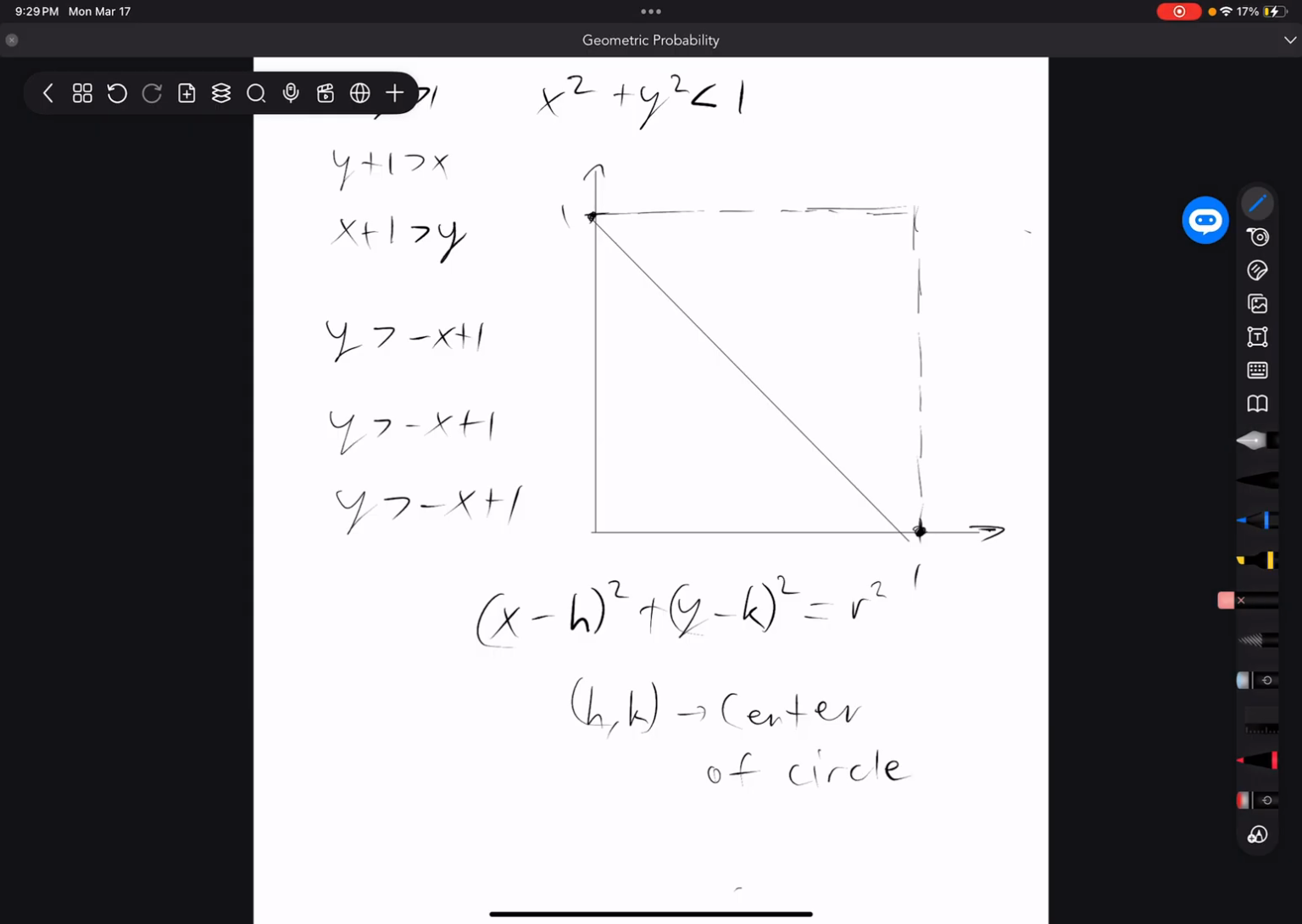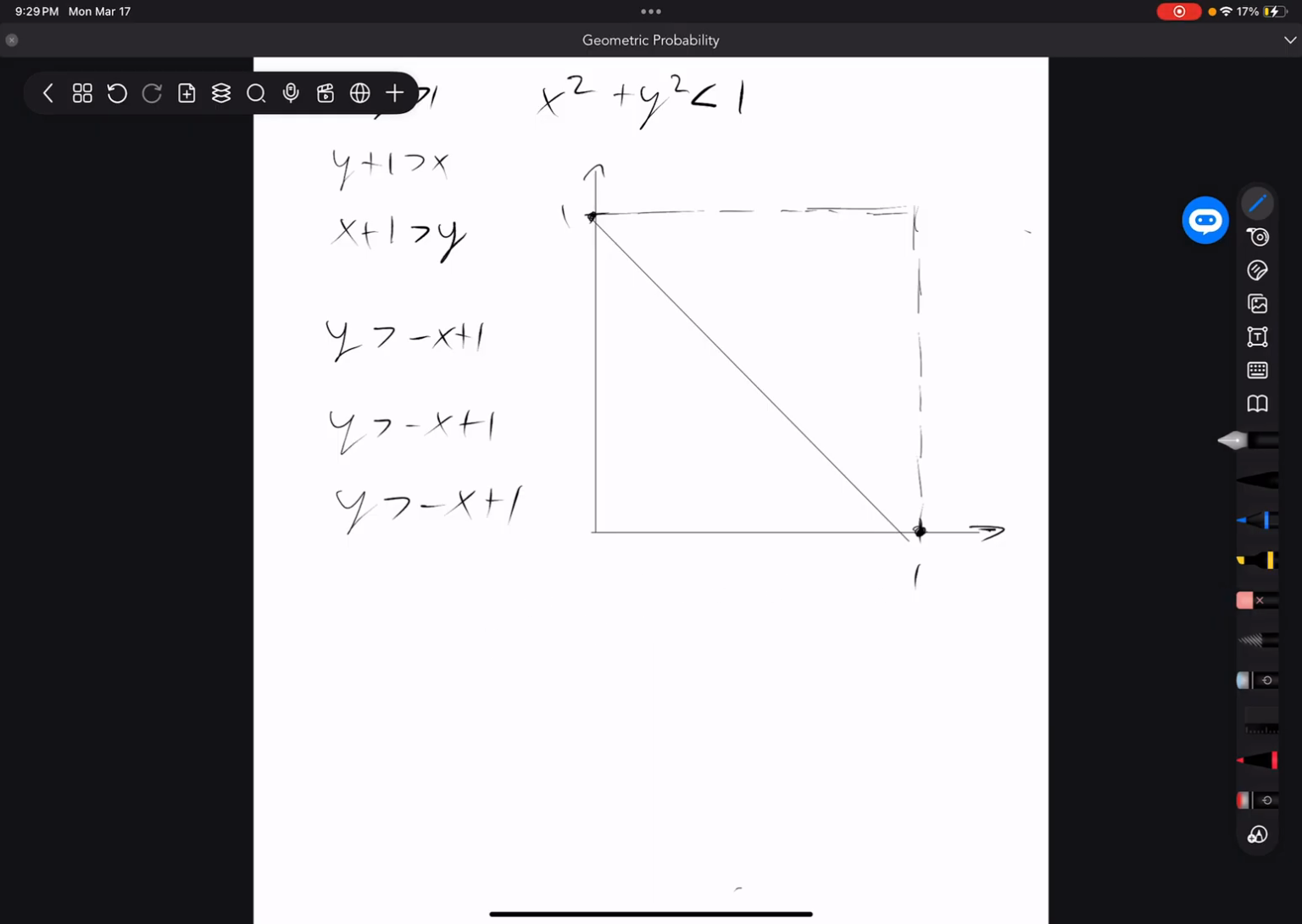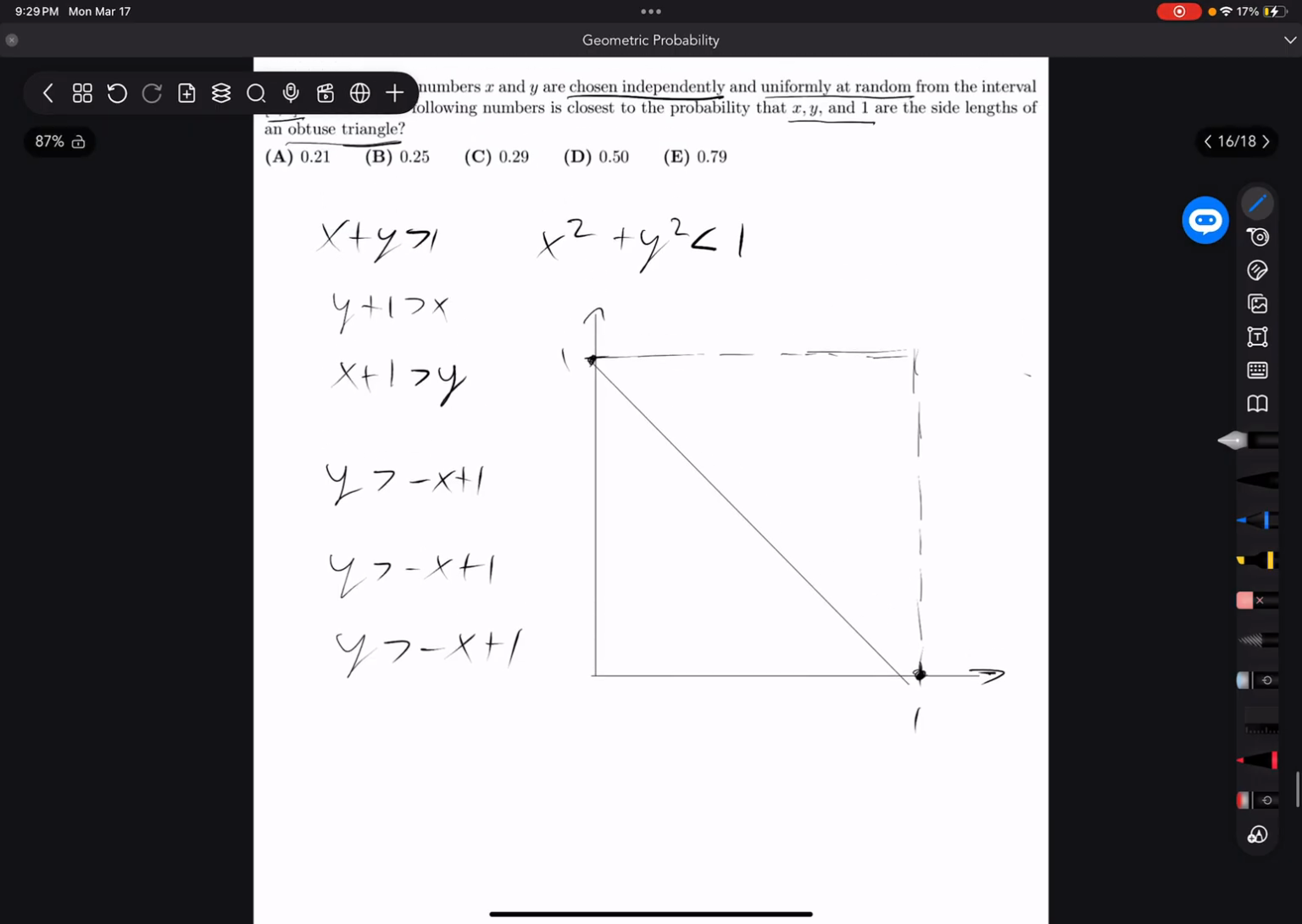So now that we know that, we realize that this is just going to be a circle centered at 0, 0. And we know then also that its radius is going to be the square root of 1, which is just 1. So its radius is 1.